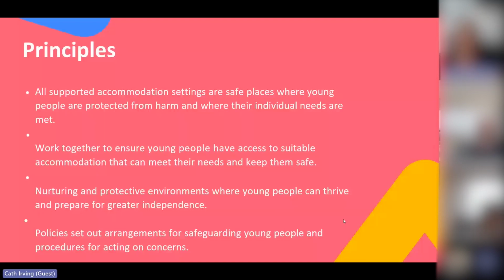For young people who are ready for it, high quality supported accommodation, providing a nurturing and protective environment, can be a place where they can thrive and prepare for greater independence. It's really important that each policy clearly sets out your arrangements for safeguarding of young people, how you're going to safeguard them from harm and abuse and neglect, issues such as criminal and sexual exploitation, and the policies need to contain your service's procedures. How are you going to act on those concerns if they arise, as well as providing that preventative information for young people as well?